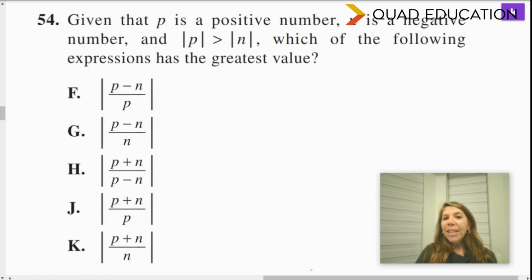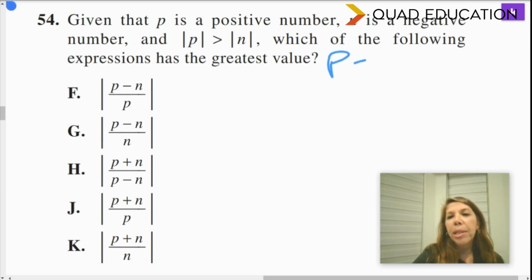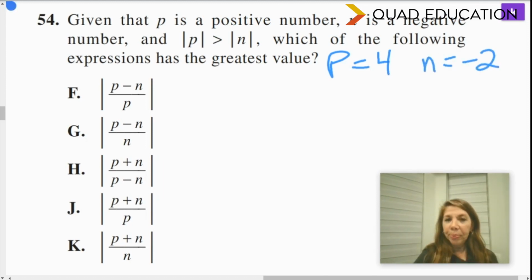Well, being that they gave us a set of rules, the best way to approach this problem is to plug in numbers that satisfy those rules. So really, any number that you plug in would work, but for p as a positive number, I'm just going to say that p is equal to 4. The next step is that n is a negative number. I'm going to say that n is equal to a negative 2.